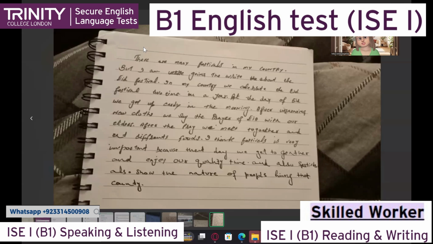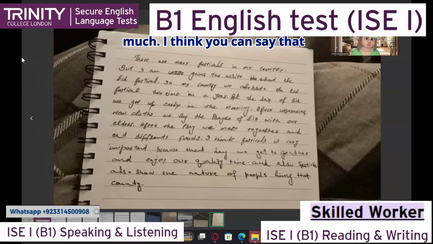What is this, sir? After? Yes, ma'am. After wearing new clothes, we start the prayer of Eid with our elders. People offer prayer with their elders and eat different foods. I think this festival is very important because that day we get together and enjoy quality time, and also festivals show the nature of people. What's this, sir? People living in that country. Oh no, that's not okay.